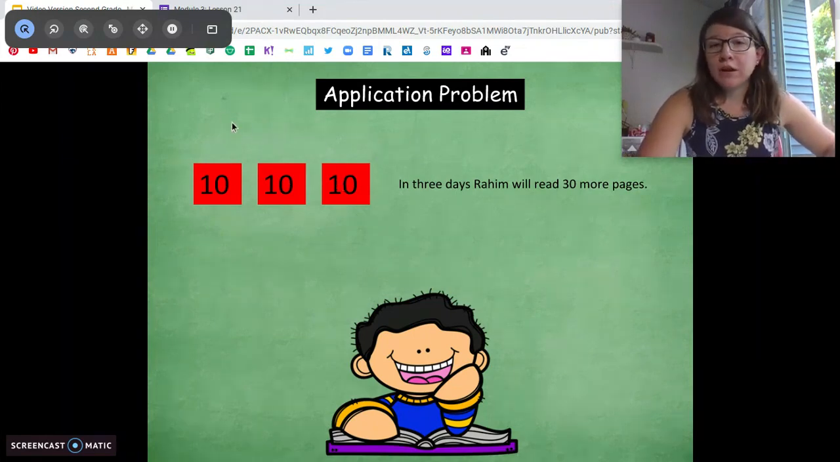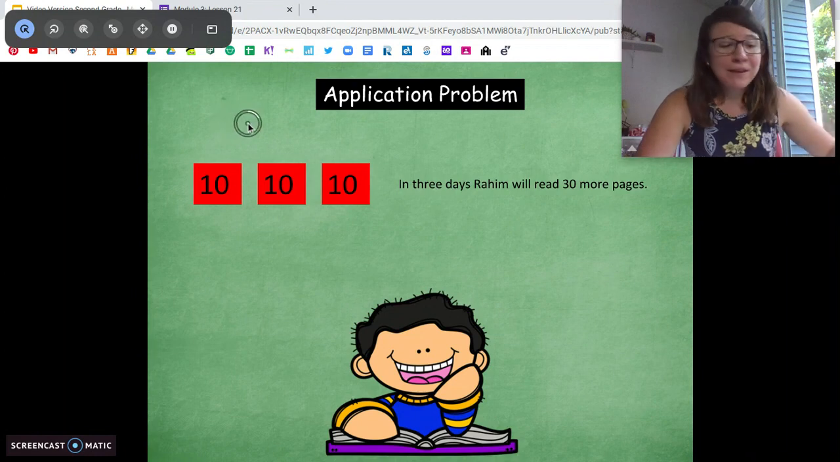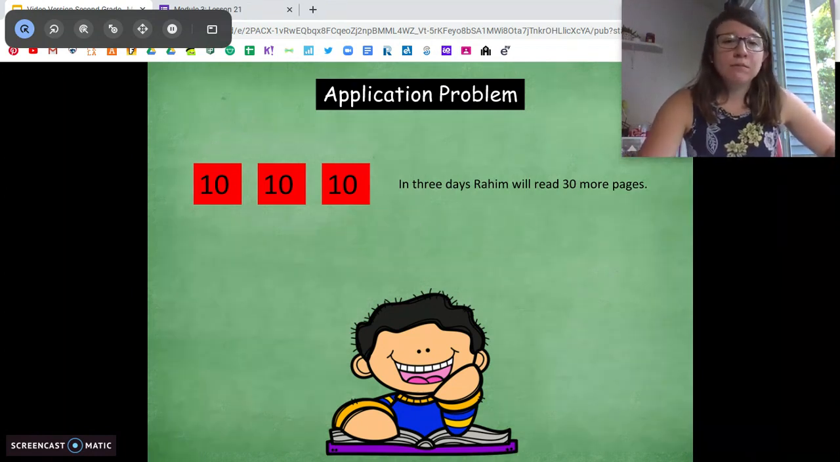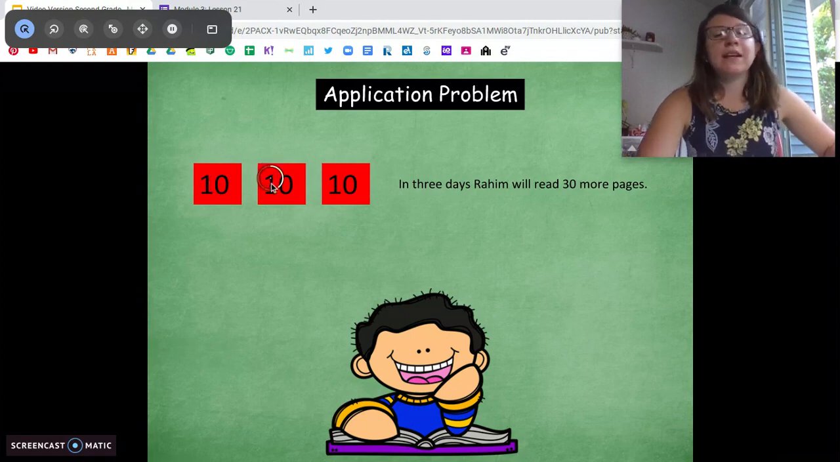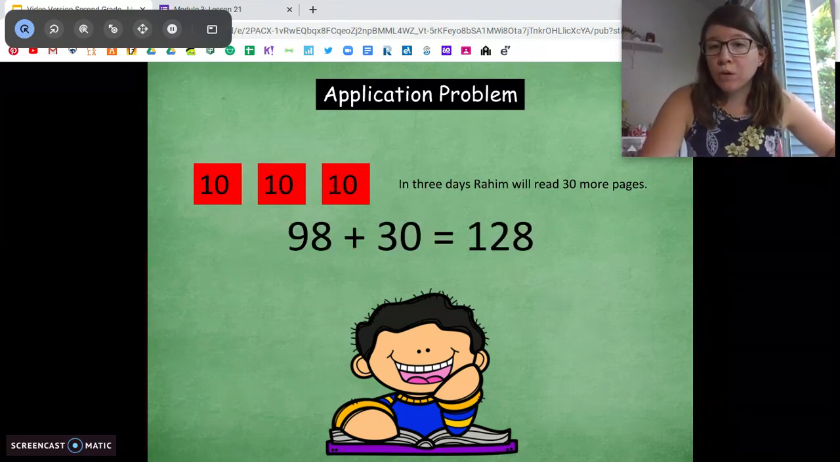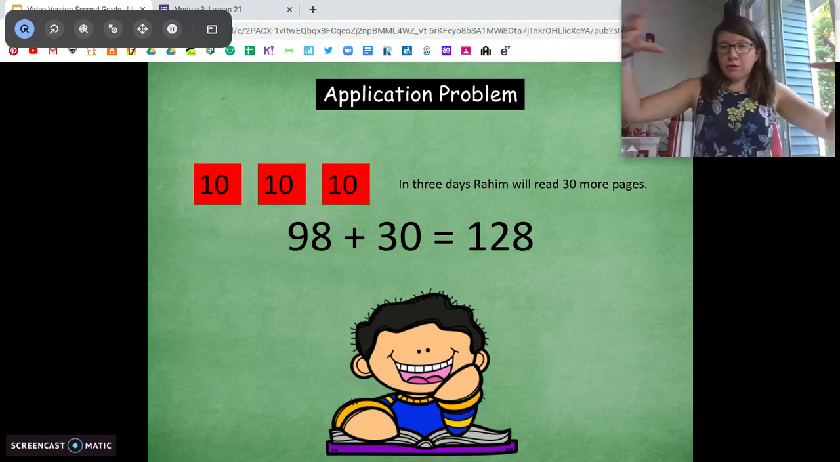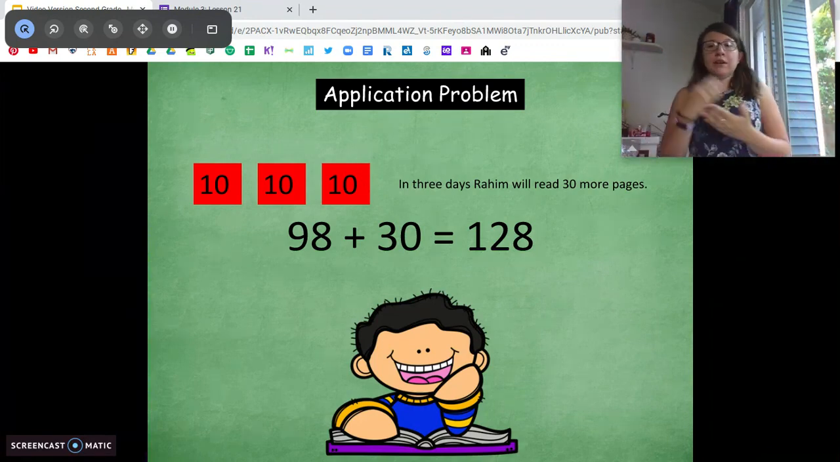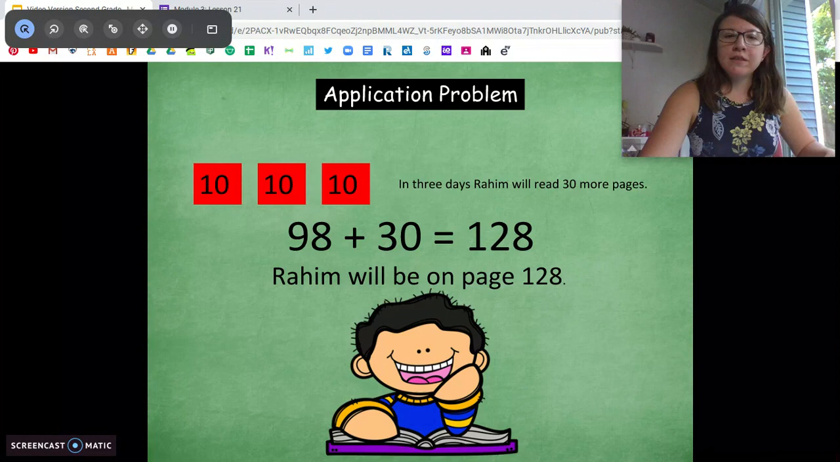So what you can do to start is you can say 98, and you can count by tens from 98. 98, 108, 118, 128. Or you can use a number sentence to solve. 98 plus 30, 128.